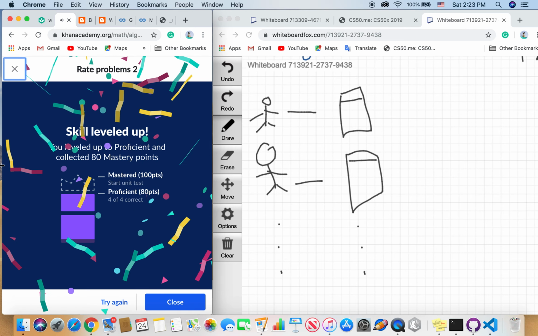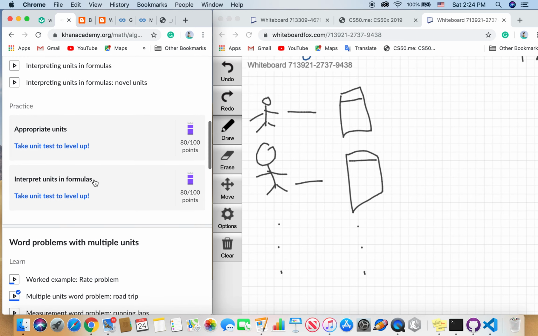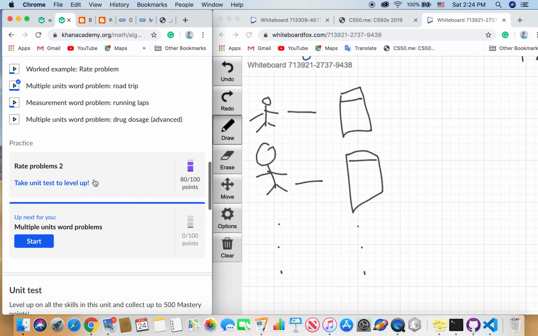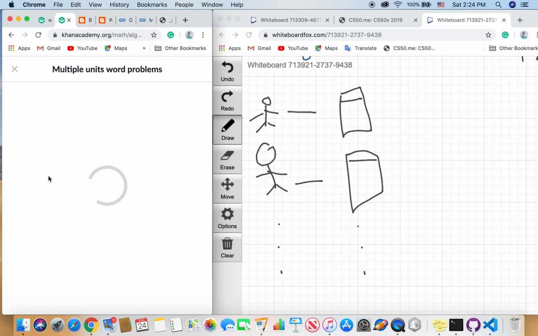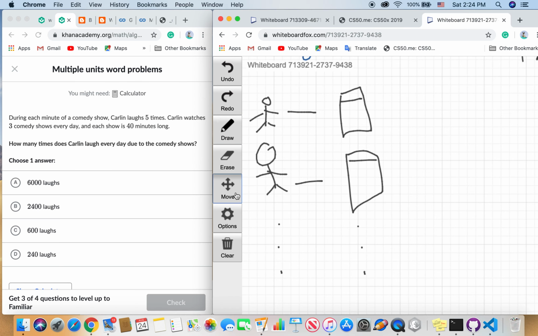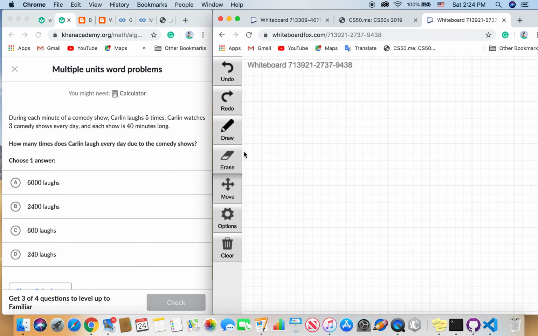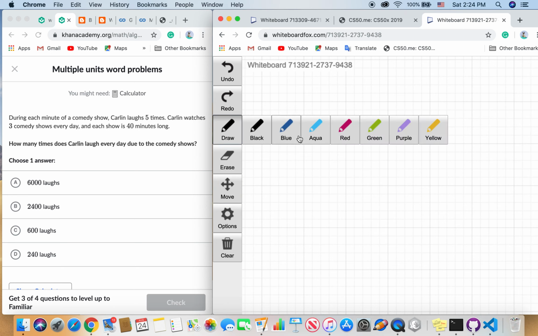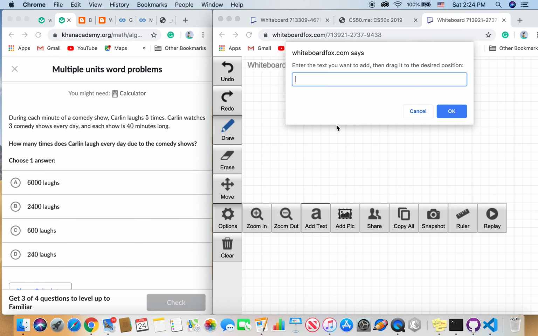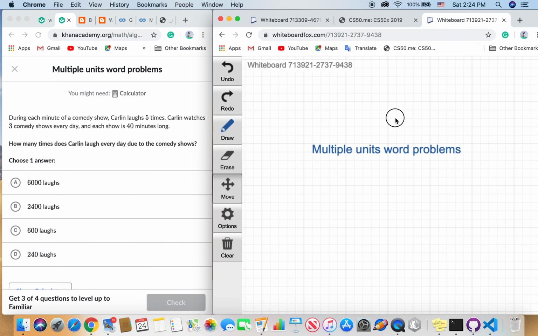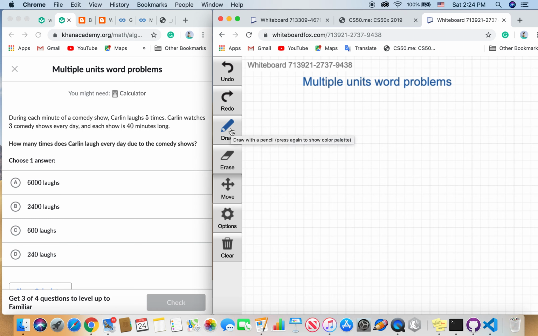Good. Now we will do another exercise. It's called multiple unit word problems. Okay, so let me put the title on. Multiple unit word problem. All the whiteboard will be available with the video. The link is in the description on my website.